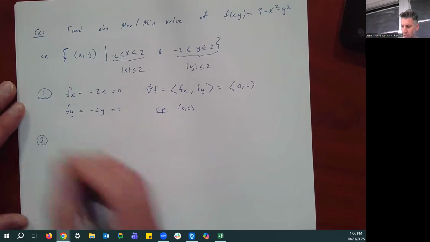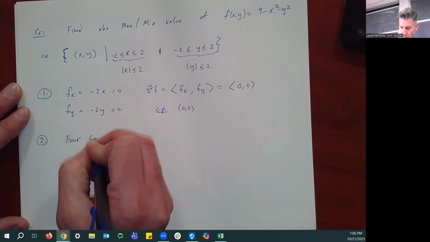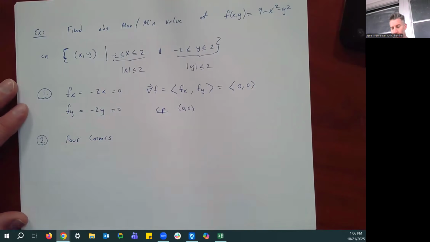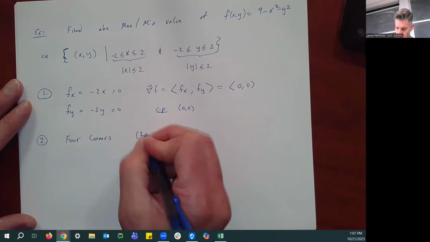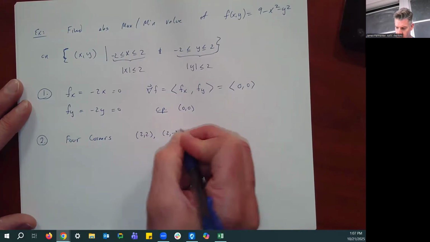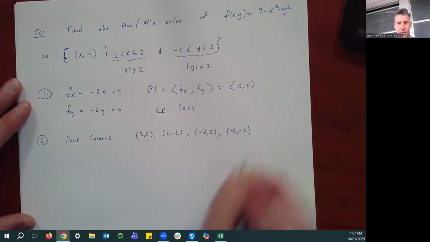Second part, we have 4 corners again. I'm going to try my best not to draw the region here. So my 4 corners are 2 comma 2, 2 comma negative 2, negative 2 comma 2, and negative 2 comma negative 2.